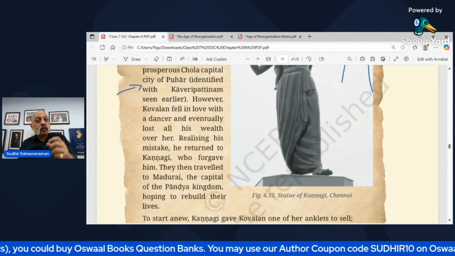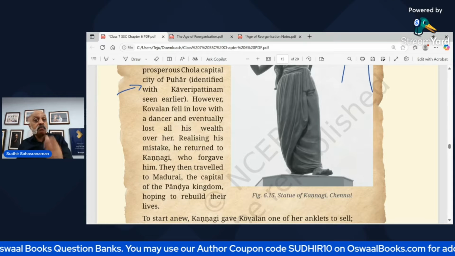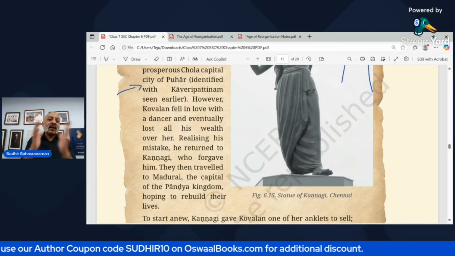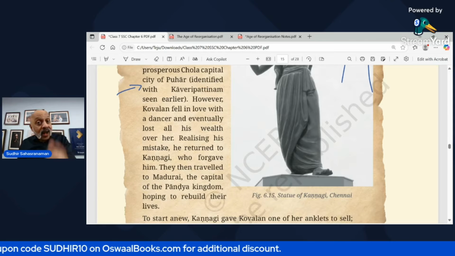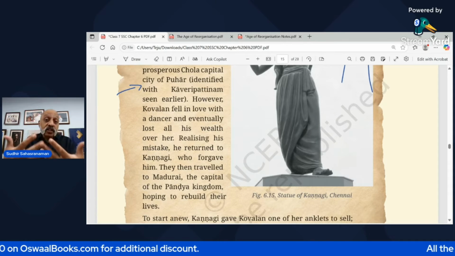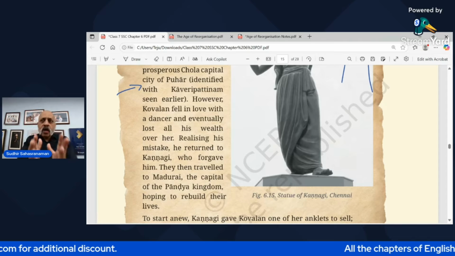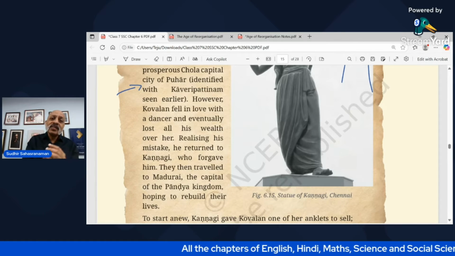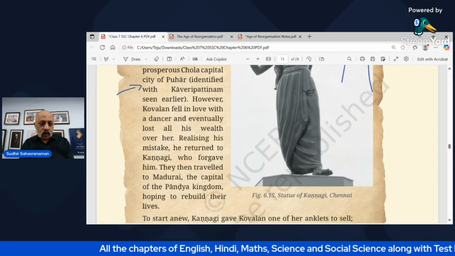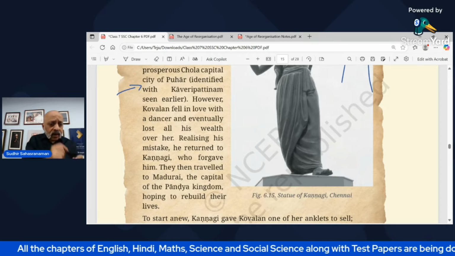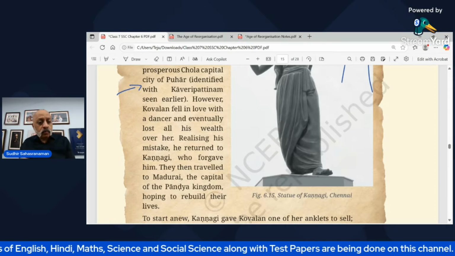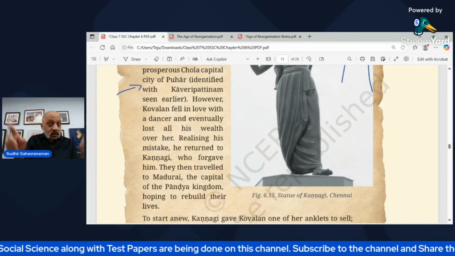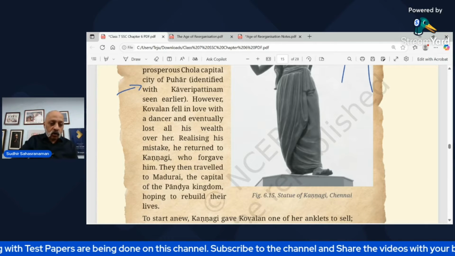The southern part of Tamil Nadu is where Madurai is, and Madurai is home to the famous Madurai Meenakshi temple, a magnificent temple. And Madurai is known to be the cultural capital of Tamil Nadu. I want students who are not from Tamil Nadu to be familiar with these kind of cities and centers of Tamil Nadu, right? So Kannagi and Kovalan, they traveled to Madurai, which was the capital of the Pandya kingdom.